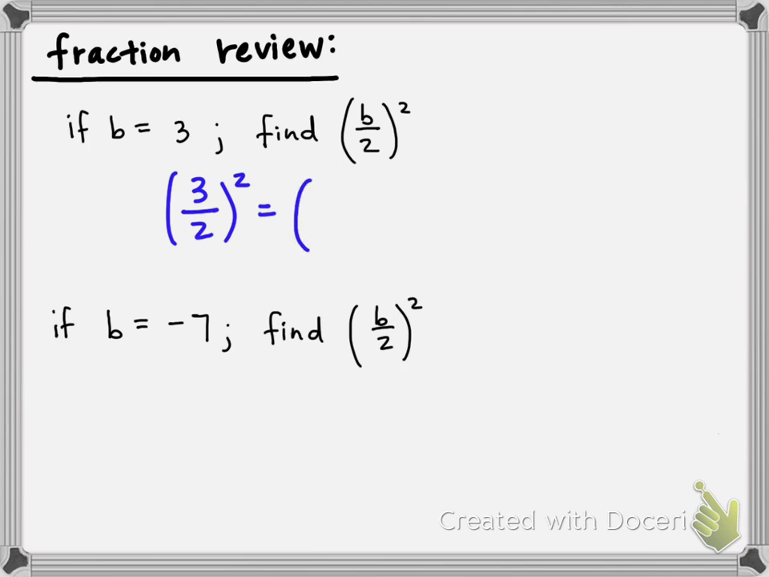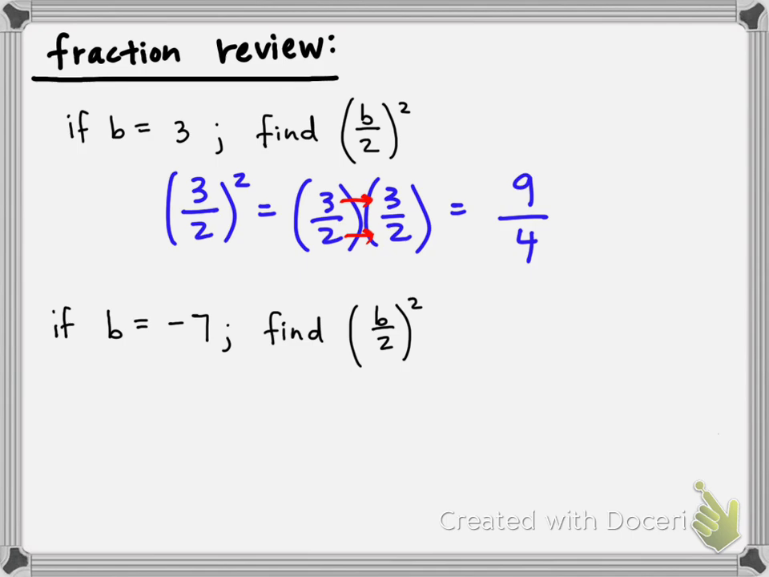Now squared means that I'm going to take whatever I see and multiply it by itself. When I multiply fractions, the thing I need to remember is it's the top times the top, the bottom times the bottom. So I have 3 times 3 is 9, 2 times 2 is 4, which means that (3 over 2) squared is 9/4. Then we try the second example.